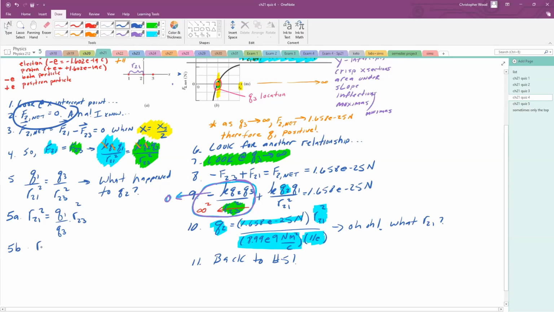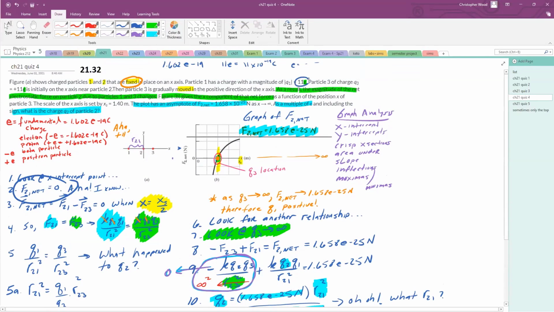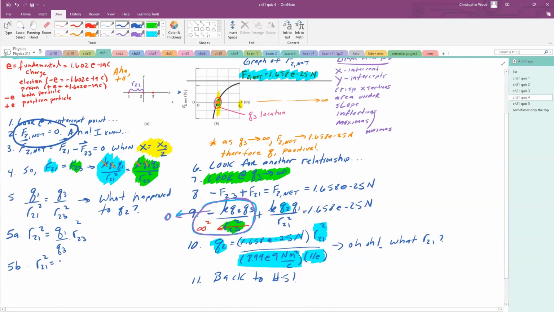Let's run with that. 5B says R21 squared equals Q1 over Q3. The value of Q1 is 11E. The value of Q3 is also 11E. Is that right? Q1 over Q3 is just equal to 1. So R21 squared equals R23 squared.